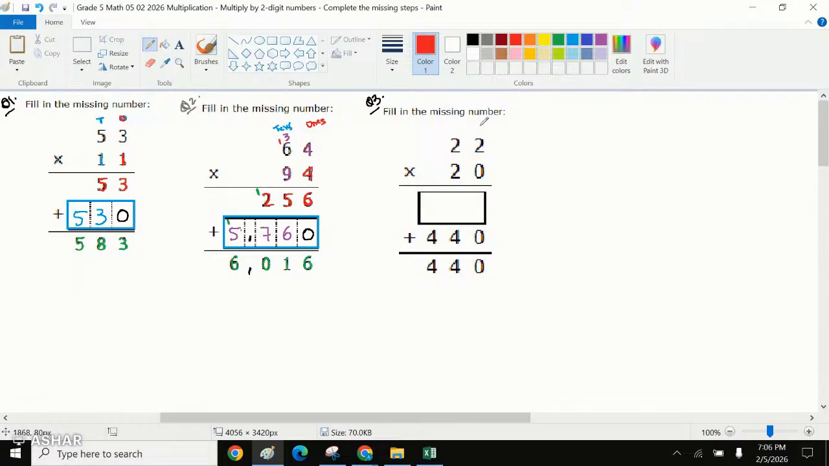We know that these are the ones, these are the tens. Agreed?